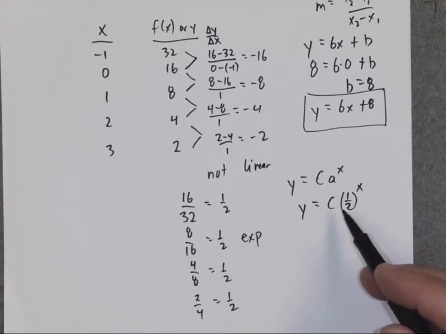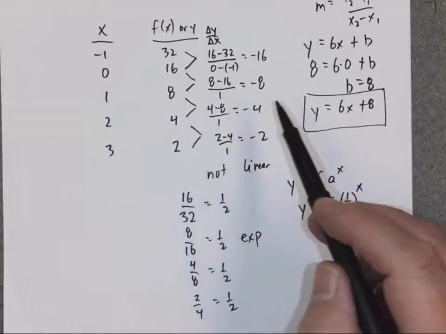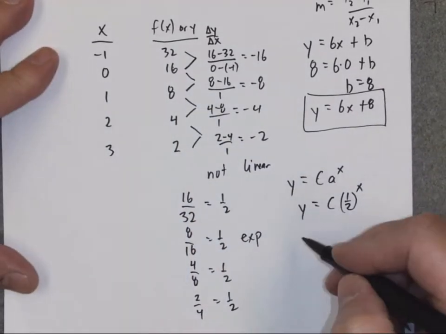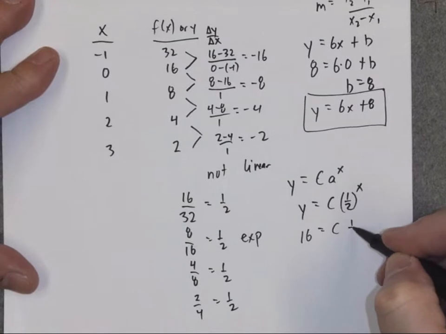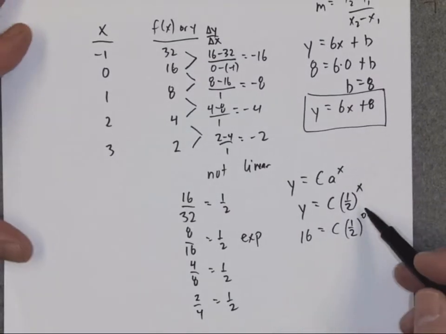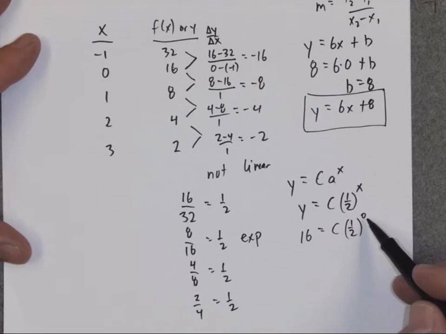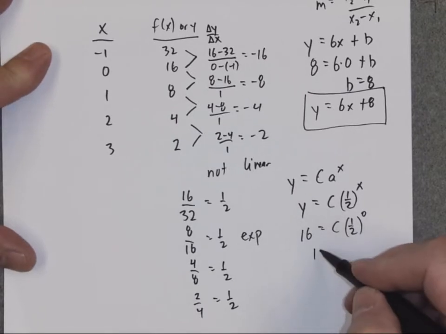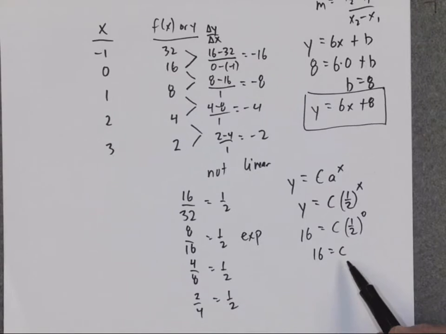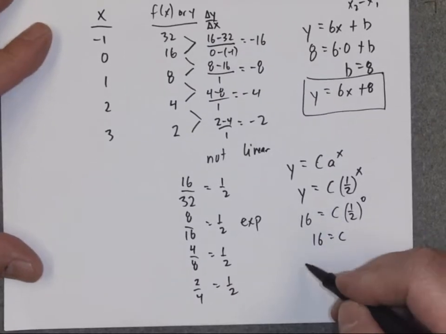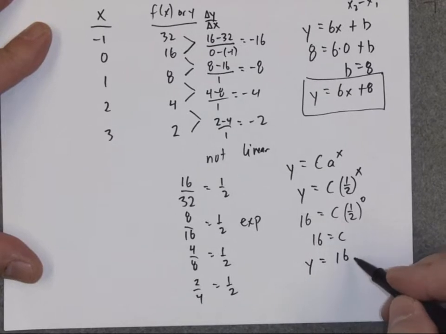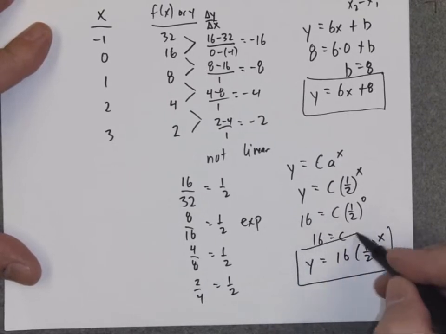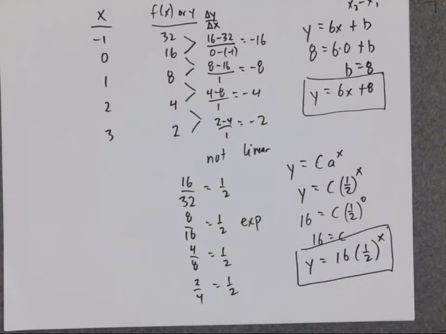Easiest way to do that is, once again, to go over here and pick an x and a y. And I'm going to once again pick x is 0, y is 16. So if I plug that in here, I plugged in 0 for x, 16 for y. Now what is 1/2 to the 0 power? Anything raised to the 0 power is just 1. So this ends up being c equals 16. So now that I know c, I can say my exponential equation is 16 times 1/2 to the x.